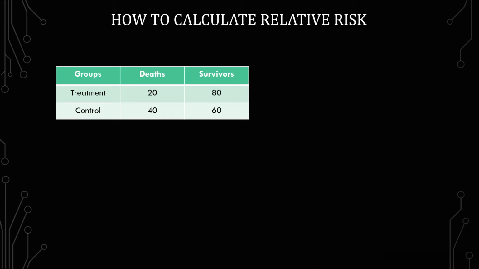Today we're going to go over how to calculate relative risk. We have a chart here, we have a treatment and control group, and we have how many people have died and how many survivors there are. Let's start calculating relative risk.